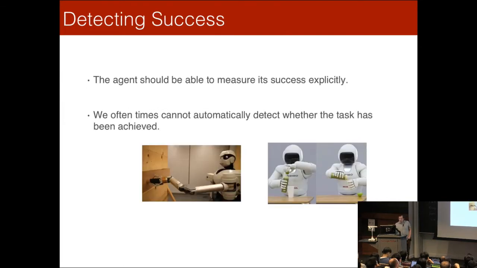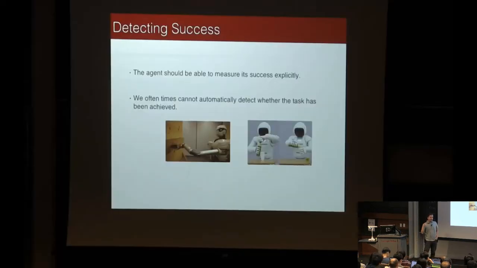Now the agent should be able to measure its success explicitly, right? In many cases, you need to be able to get the reward. Was it positive, was it negative? Because if you don't get the rewards, you basically have no idea, was it good, was it bad? And oftentimes we can't automatically detect whether the task has been achieved.